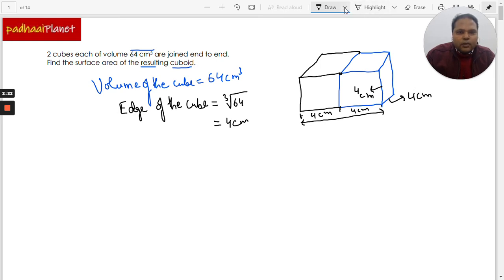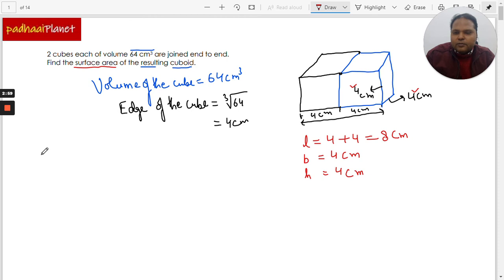So from this figure it is very clear that the length of the resulting cuboid is equal to 4 plus 4, and that's equal to 8 centimeters. The breadth, which is this, is 4 centimeters, right? And the height, which is this, is also 4 centimeters. And what we need to find out is the surface area of the resulting cuboid.